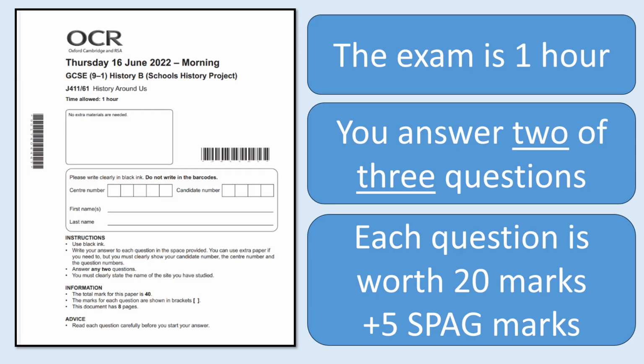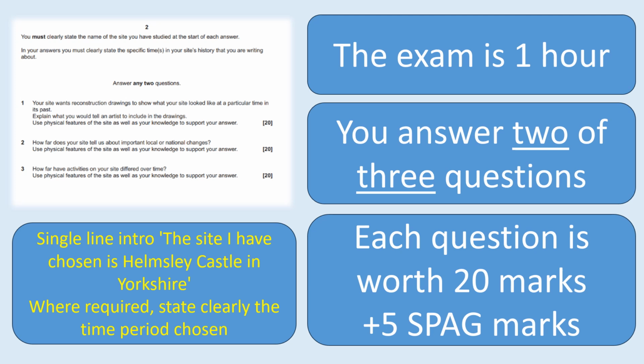So the exam is 1 hour, you answer 2 or 3 questions, and each question is worth 20 marks, plus there are 5 SPAG marks. So total mark for the paper is out of 50. Now when you look at the exam paper, there will be 3 questions. You will have to answer 2 of those 3 questions. Always answer the 2 easiest questions. Remember, questions that are easy for Helmsley Castle might not be easy for other sites.